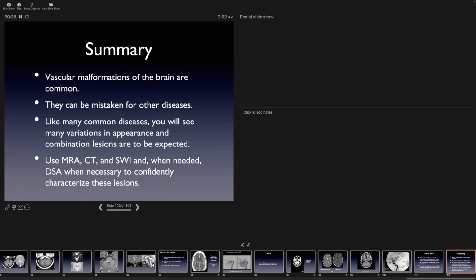And I've had this experience, maybe you have too, where patients will get referred into our neurosurgery clinic with what are thought to be some significant disease at an outside hospital. But in truth, when you look at the imaging, you feel pretty confident that you're dealing with a vascular malformation. But you're going to see variations in location and character, and use all of your tools, MR, CT, SWI, and when necessary, DSA, to characterize these lesions.